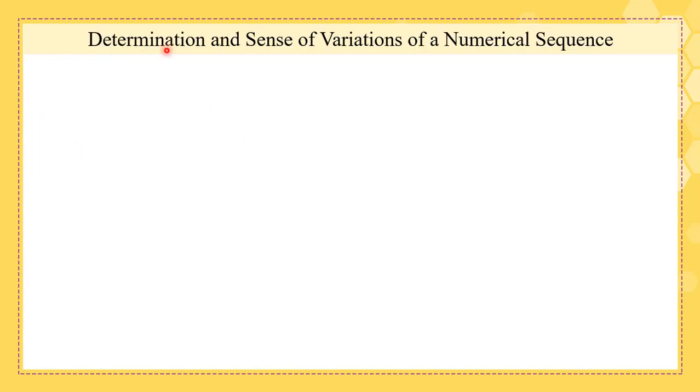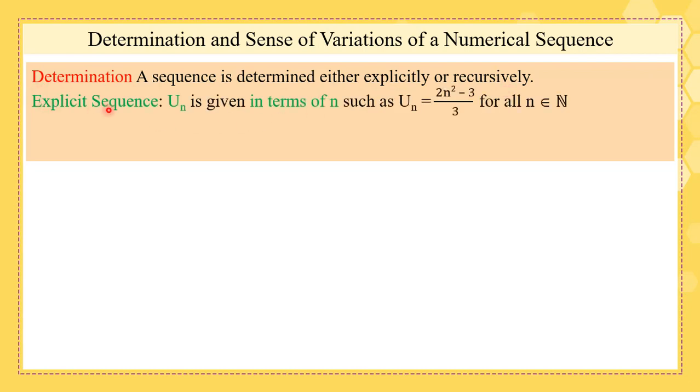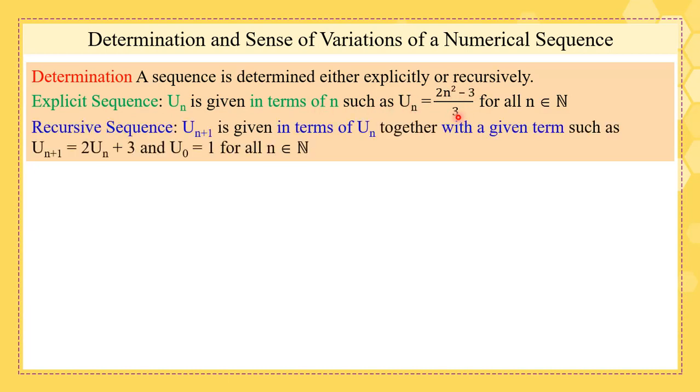Now, determination and sense of variations of a numerical sequence. A sequence is determined either explicitly or recursively. An explicit sequence is a sequence such that Un is given in terms of n, such that Un is (2n squared minus 3) over 3, whereas a recursive sequence is a sequence such that Un plus 1 is given in terms of Un, together with a given term, such that Un plus 1 is 2Un plus 3, and U0 is 1. So in the previous examples, we were dealing with explicit sequences and recursive sequences.